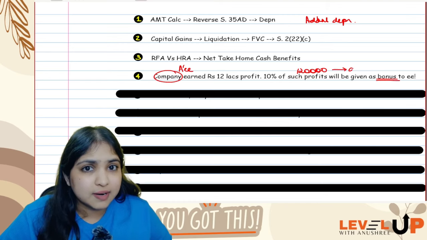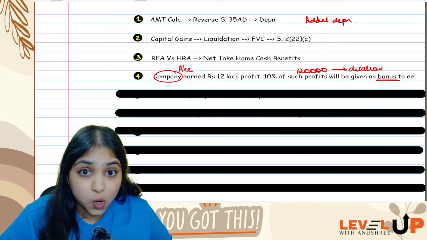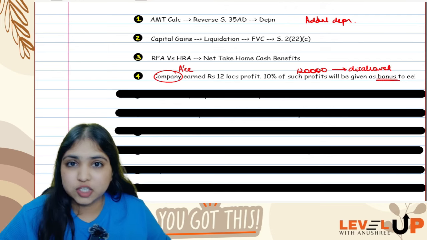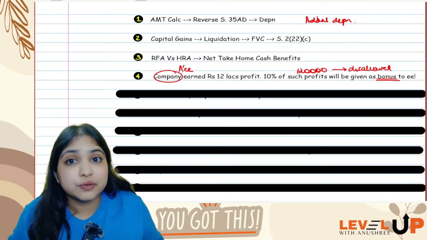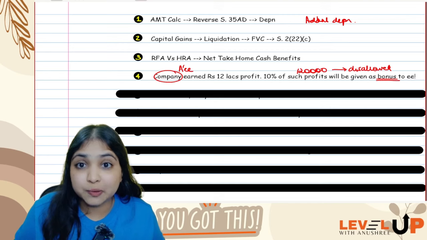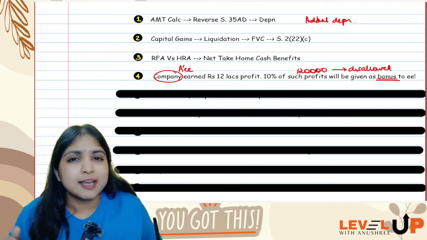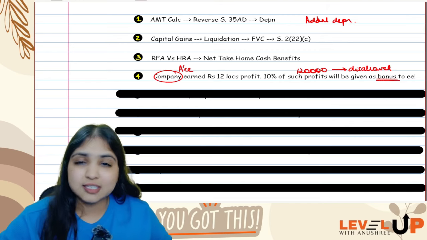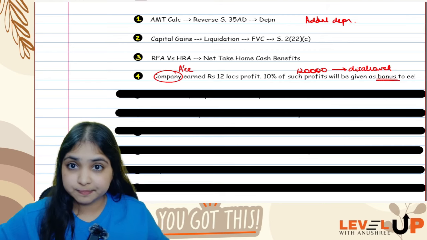Do you know that this 1,20,000 will be disallowed because this bonus is a percentage of profit? In simple words, do you know that if bonus is paid to an employee as a percentage of profits, even though it is a business expense, still it is going to be disallowed in PGBP computation?